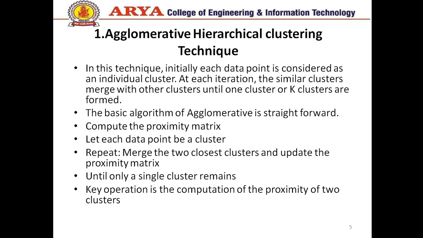We have n number of data sets. We form clusters, grouping the similar data sets into a group, and we group other data sets into another group. On the basis of these elements, we move from bottom to top. Generally, we compute the proximity matrix, and each data point is a cluster. We repeat: merge the two closest clusters and update the proximity matrix, until only a single cluster remains.